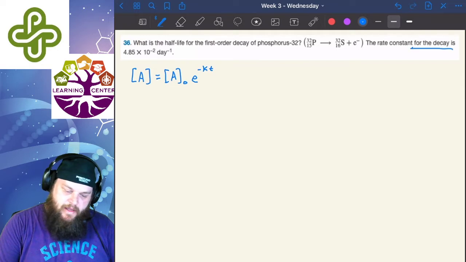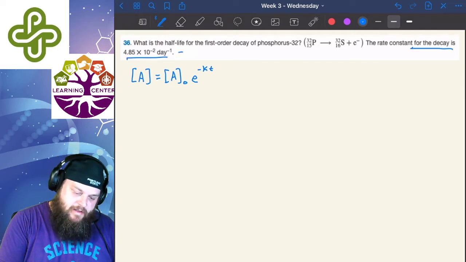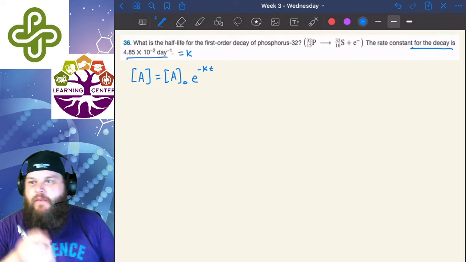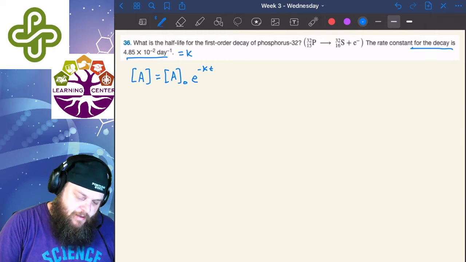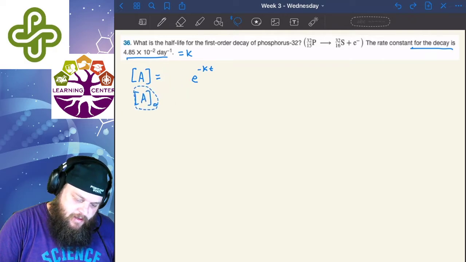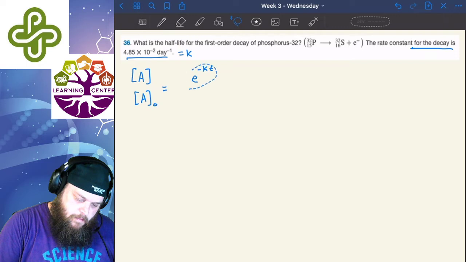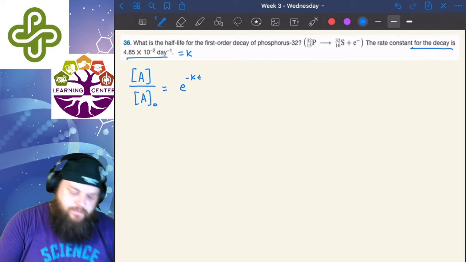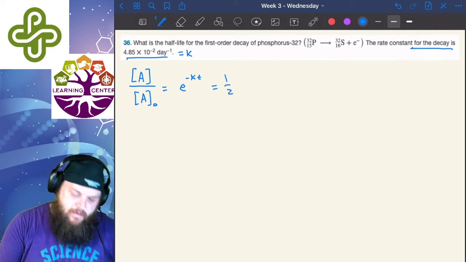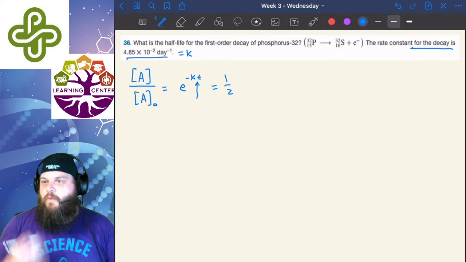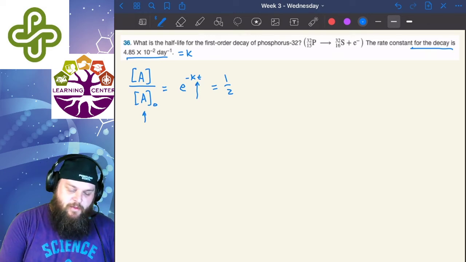So the rate for the decay is, and they tell you what this rate is. This is going to equal that k value. And they want us to find out what is the half-life. Well, the half-life is going to be when this concentration, so if I were to divide by this initial concentration over here, we get something that looks like along those lines. And when this is equal to 1/2, that's our half-life. So the time is what we need to solve for. When is this ratio going to equal 1/2?